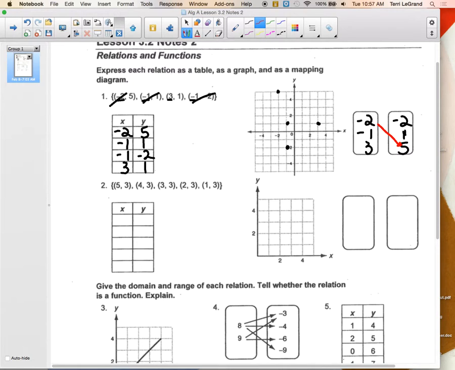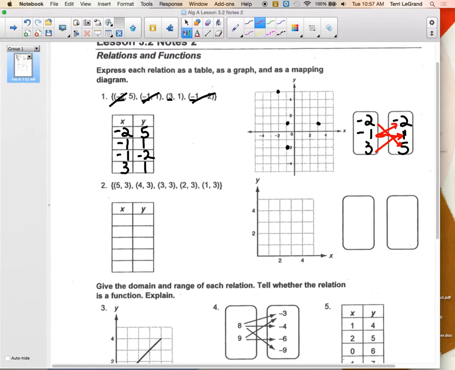That -1 gets mapped to 1 and to -2. So it's going to go up to this -2 and it's going to come over here to this 1. It's got 2 arrows coming out from it, that -1 does. And 3 gets mapped to +1. Okay. So they can get kind of messy, especially on my smart board here, but hopefully yours is a little neater.